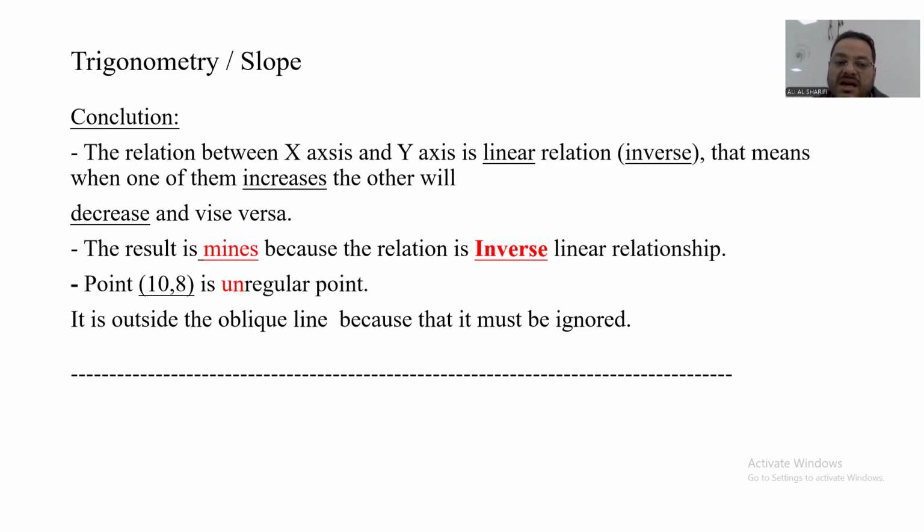0.108 is irregular here. It's misunderstood here. It's an error. It should be IR. Let me write that to correct them later. Okay, an irregular point is outside the oblique line, so it must be ignored. The first homework is done.